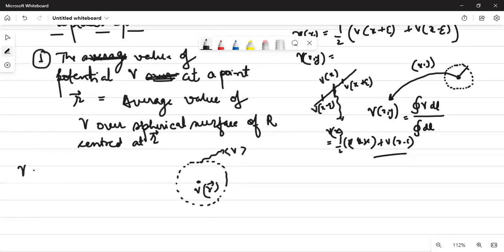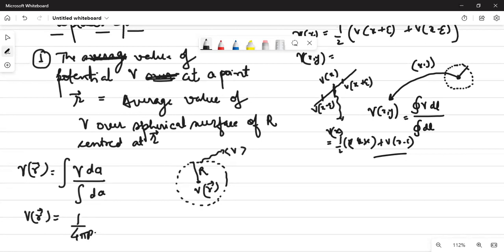So potential at the center is given as, if I draw a sphere whose center is this particular point R, and I find the average value of my potential over the spherical surface, what would be the average value? The average value will be the integral of V dA divided by the integral of dA. Let us say this has radius capital R. So potential at point R vector is given by 1 upon 4 pi capital R squared times the integral of V dA.